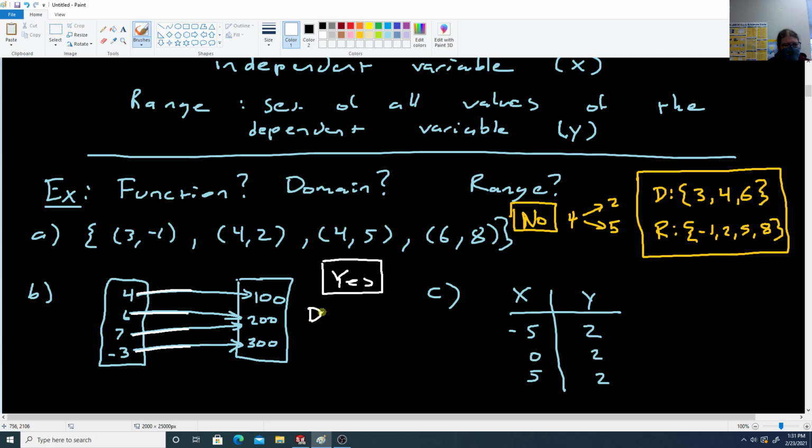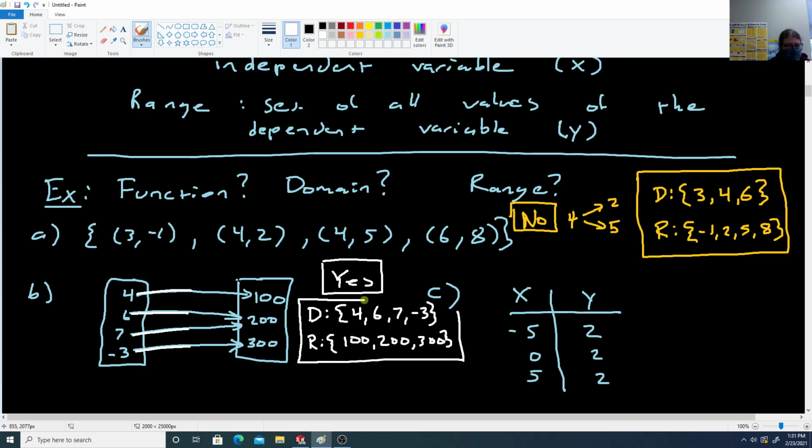The domain is the collection of all x's, which is 4, 6, 7, and -3. And the range will be the collection of y's, which in this case is going to be 100, 200, 300. And so that is our answer to that one.